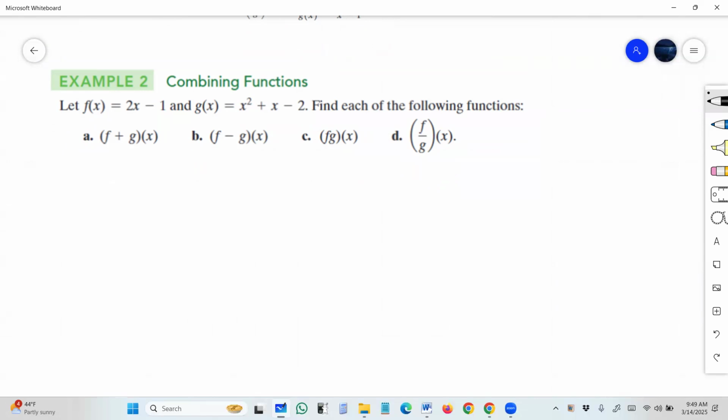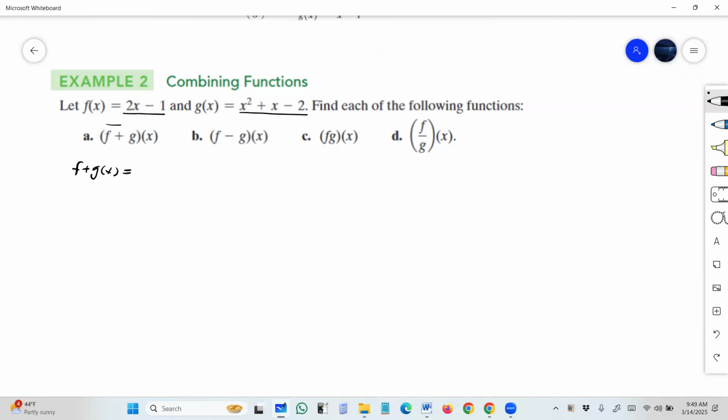So I'm giving you again two functions that are related, meaning that they're both polynomials. One is of degree 2, the other is of degree 1, that we can perform these combinations, and there's going to be some simplification along the way. So f plus g, let's do the first one, f plus g.